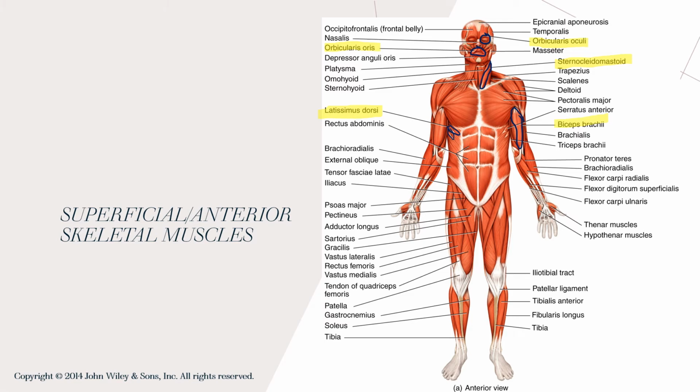Also have the triceps brachii here. It's going to be behind, and we'll actually see it a little bit better on the next picture where we have the posterior muscles. We can kind of see it a little bit in the back here. And this muscle actually works to extend the forearm at the elbow joint and also extend the arm at the shoulder joint.